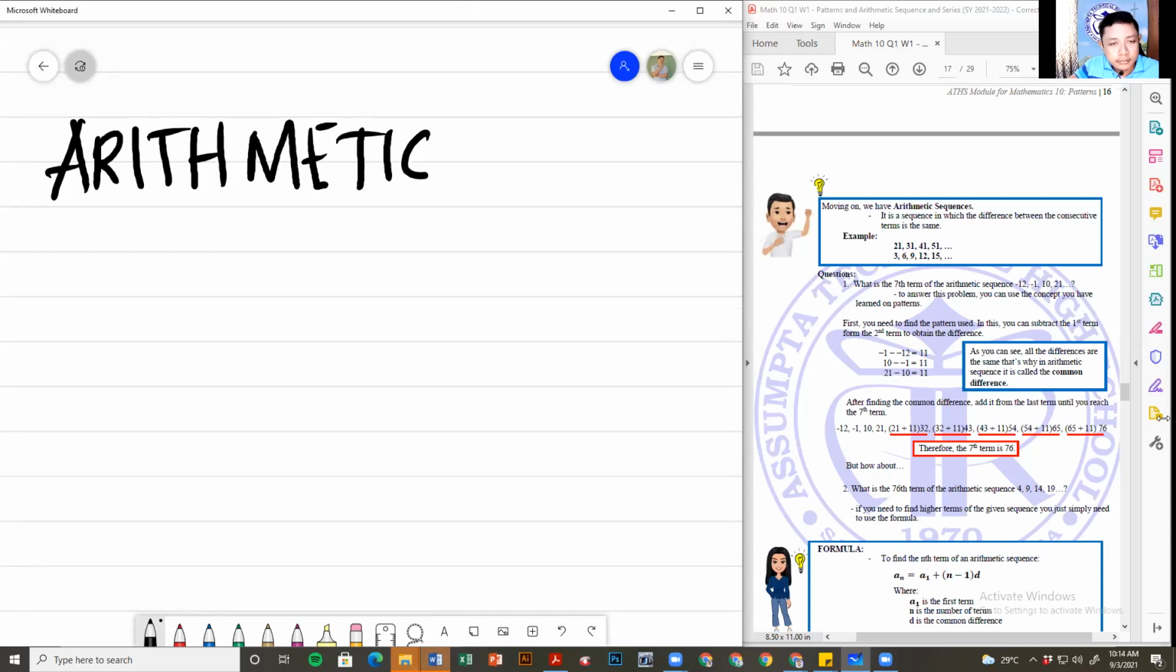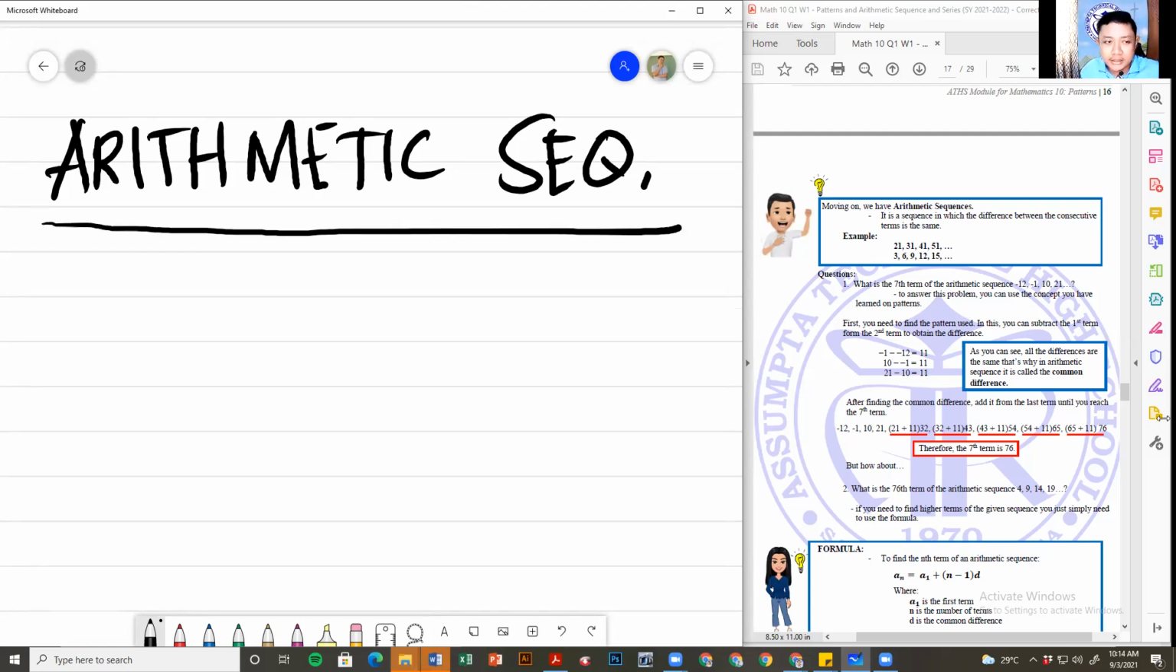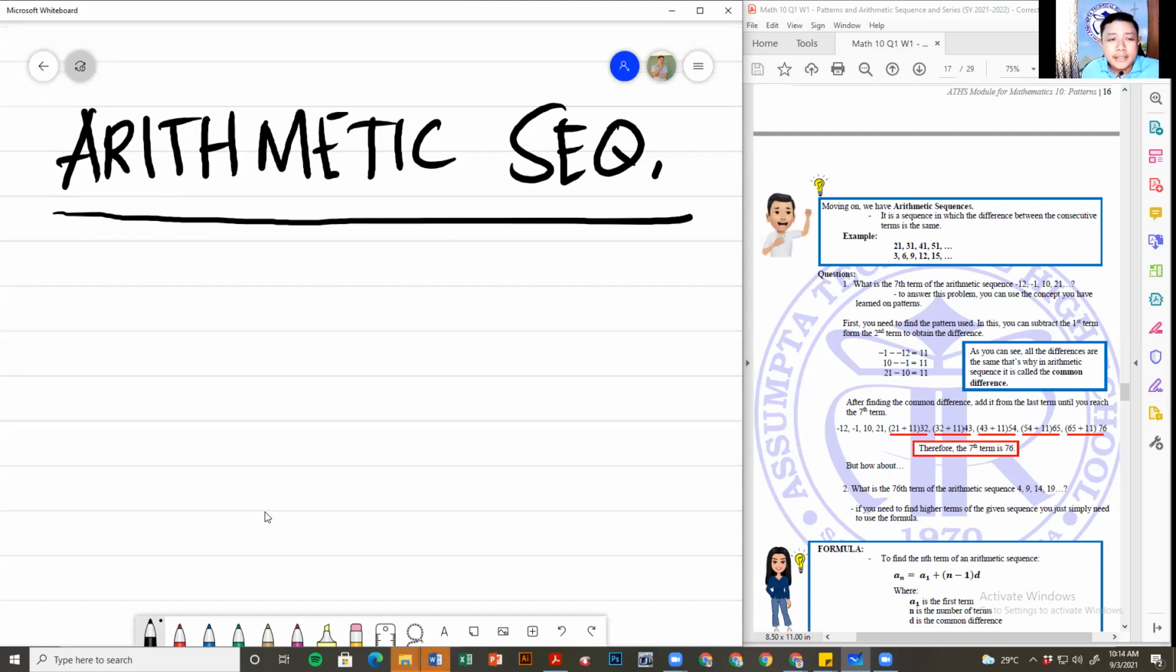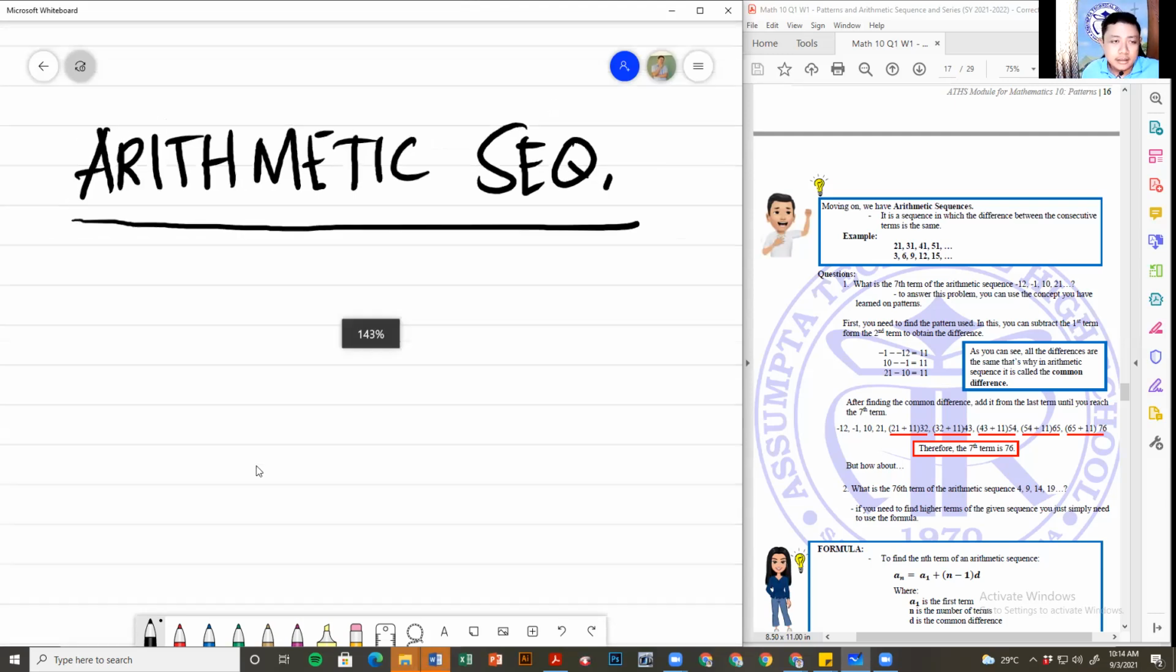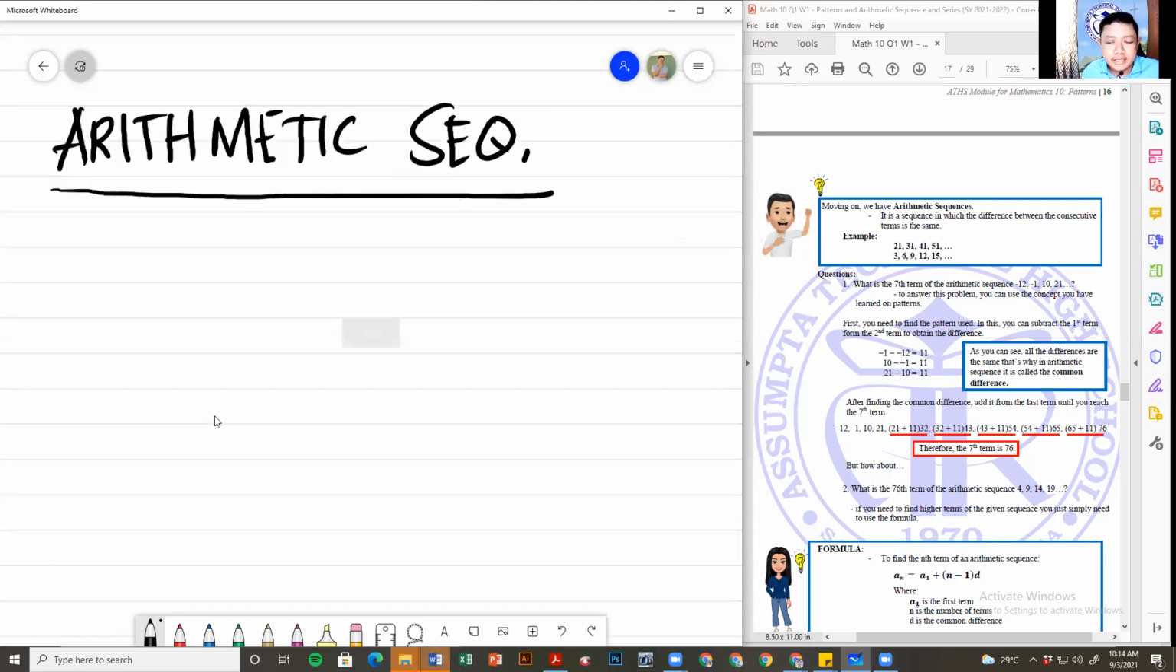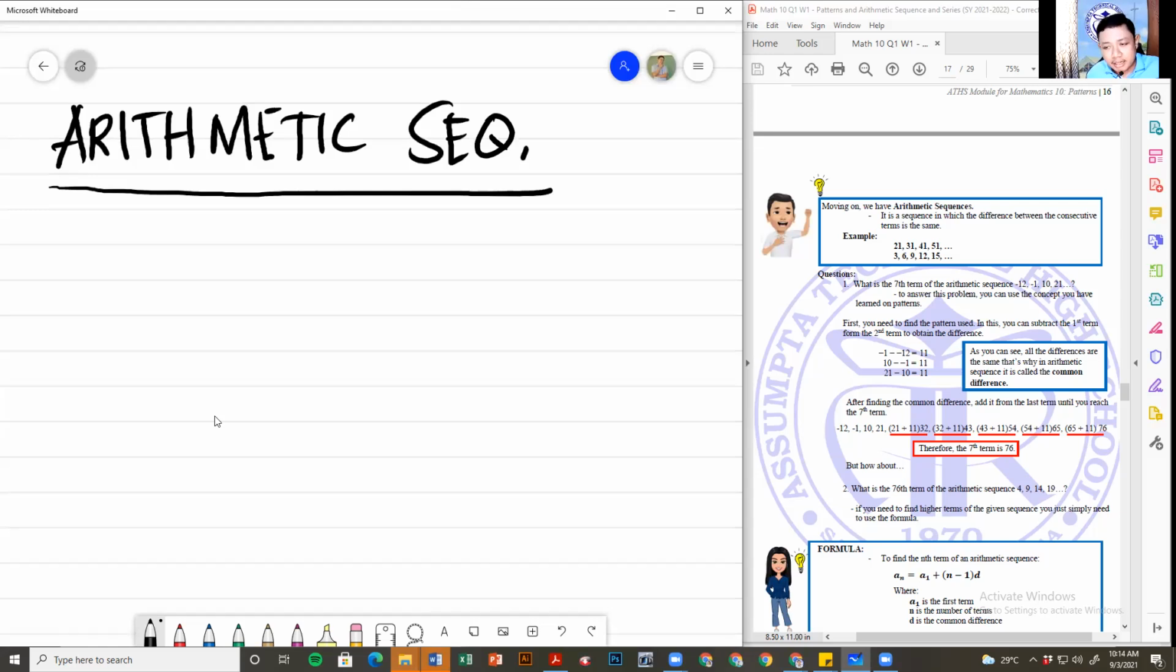I know that it's a long module, no? We have actually 2 modules to do. Ayan, we have arithmetic sequence. This is very easy, arithmetic sequence. Kapag kasi arithmetic sequence, the pattern is generic. When you say pattern is generic, it's either you are adding a common number or subtracting a common number, just like what we experienced a while ago.